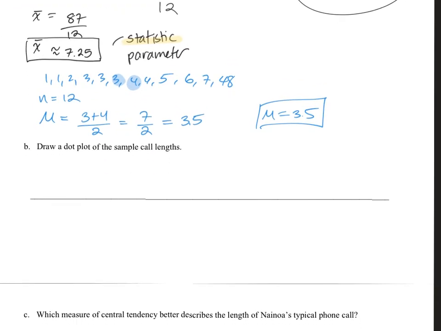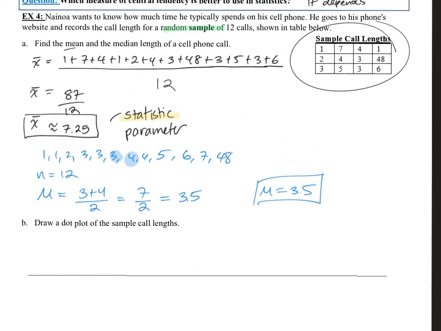Now, we're going to draw a dot plot of the sample call lengths. Let's take a look. Listing this out. Okay, let's see. The highest value we see is 48. So let's go ahead and graph this in sevens. So 0, 7, 14, 21, 28, 35, 42, and 49. And then let's go ahead and plot these values.